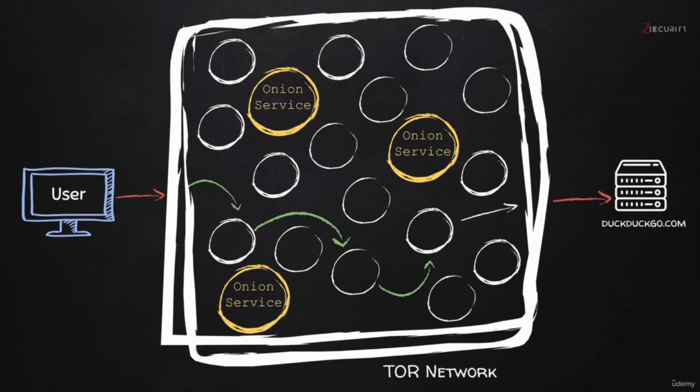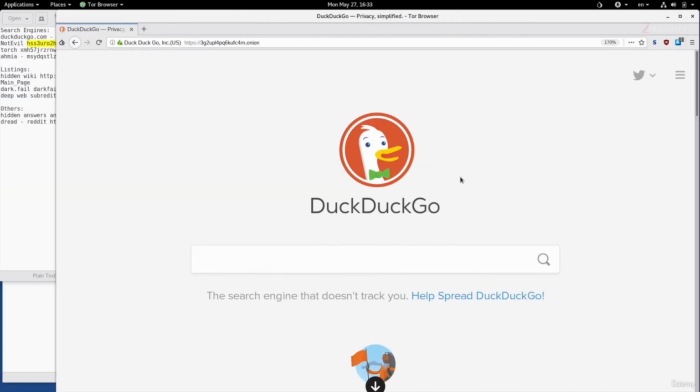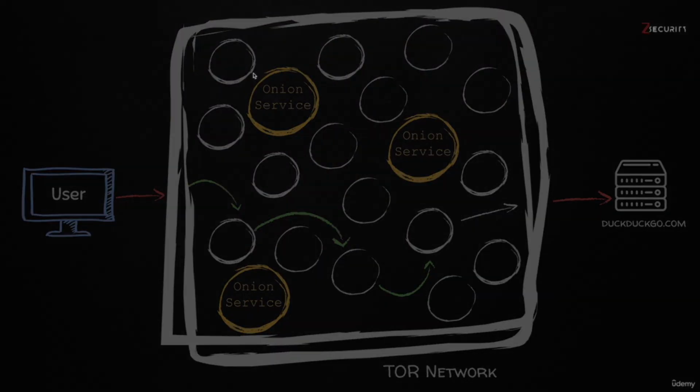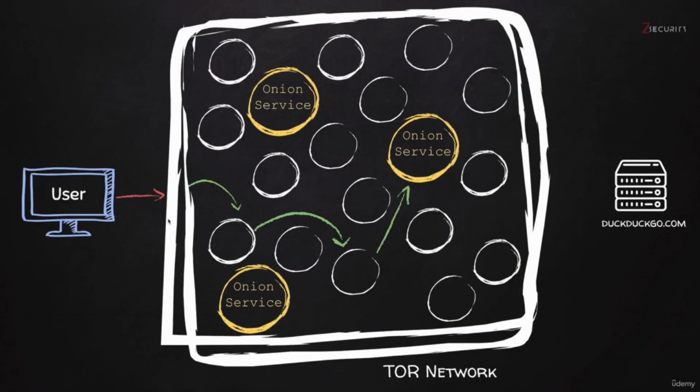But when you access the Onion service link, which is what I accessed right now, right here, we will never leave the Tor network. So we'll be going through the Tor network again, but we will never leave the Tor network. The last node will contain the Onion service that we requested, and therefore we will fully benefit from the privacy that Tor offers.